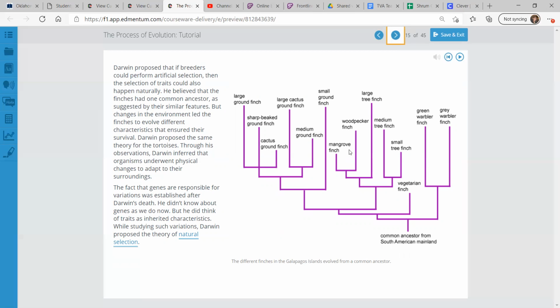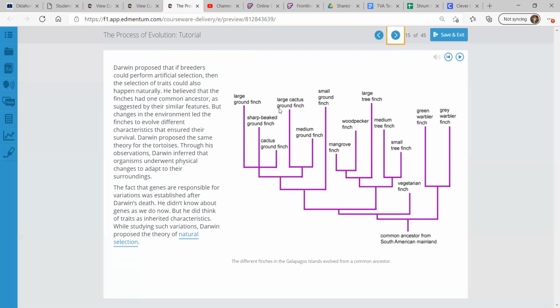The fact that genes are responsible for variations was established after Darwin's death. He didn't know about genes as we do now, but he did think of traits as inherited characteristics. While studying such variations, Darwin proposed the theory of natural selection.